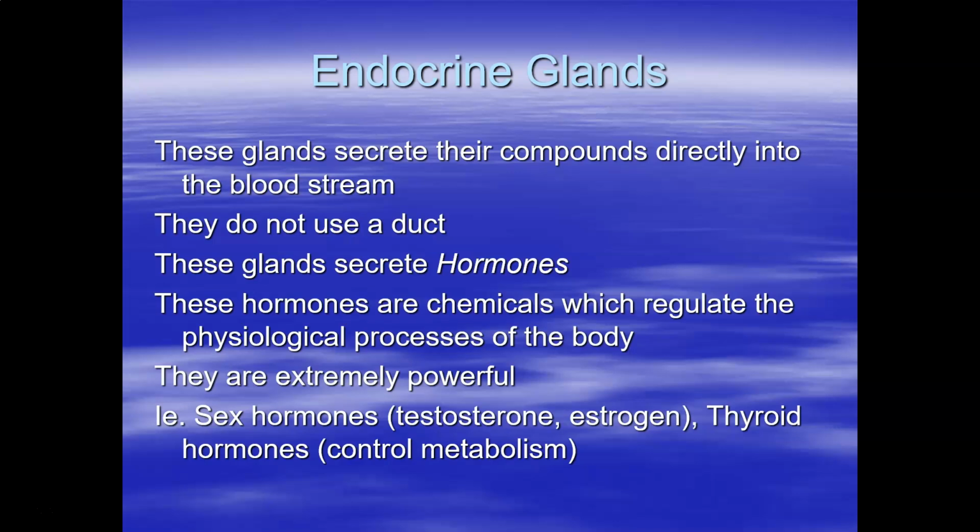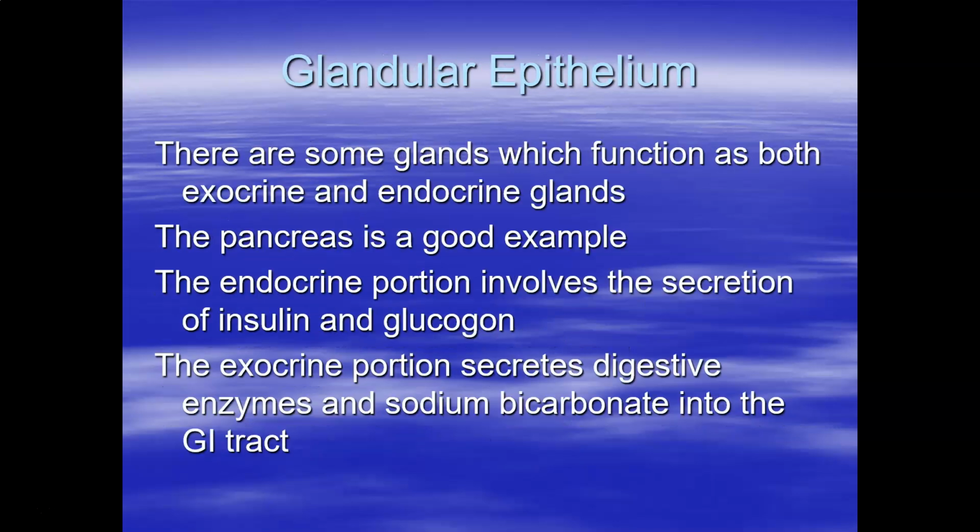And these hormones are chemicals which regulate the physiological processes of the body. They are very powerful. You probably know many of them. So the sex hormones are testosterone and estrogen, and you have something like thyroid hormones which control metabolism. So there are some glands that function both as exocrine and endocrine, and this is the pancreas. The pancreas has both an endocrine portion and an exocrine portion.